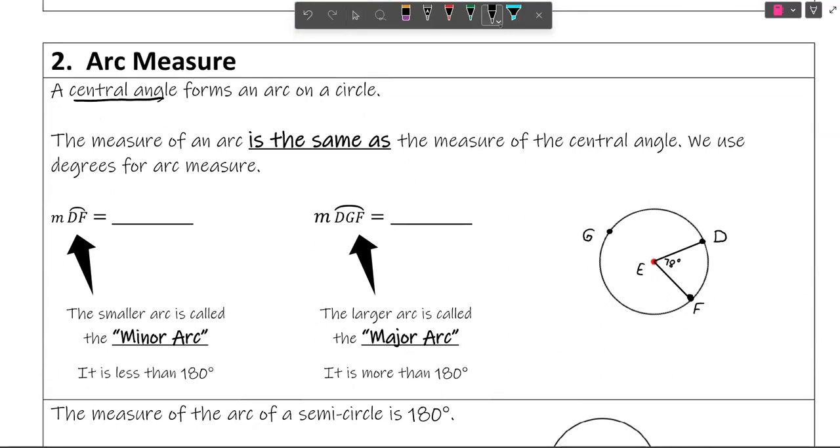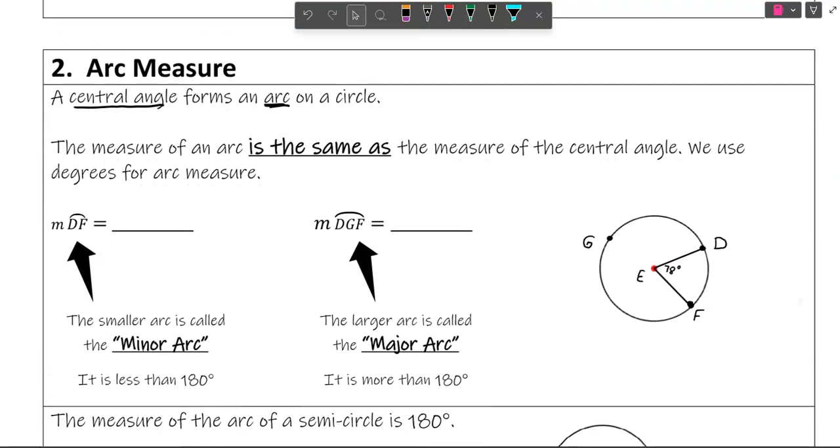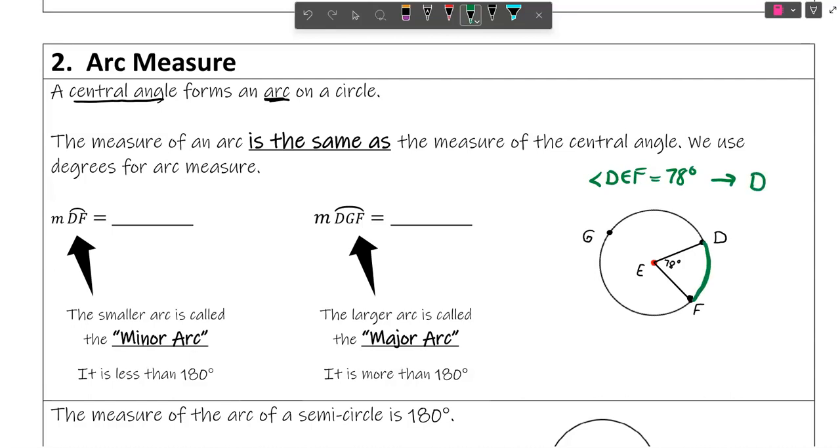So a central angle will always form an arc. And I'll come back to this example very quickly to mention that the angle 78 is cutting through this arc DF. So when we're looking at arc DF and angle DEF, what we want to conclude is that the measure of an arc is the same as the measure of the central angle. So since angle DEF is equal to 78 degrees, what that infers is that the arc formed by that central angle, arc DF, will also equal 78 degrees. So we can mark that over here, that the measure of arc DF is 78 degrees.